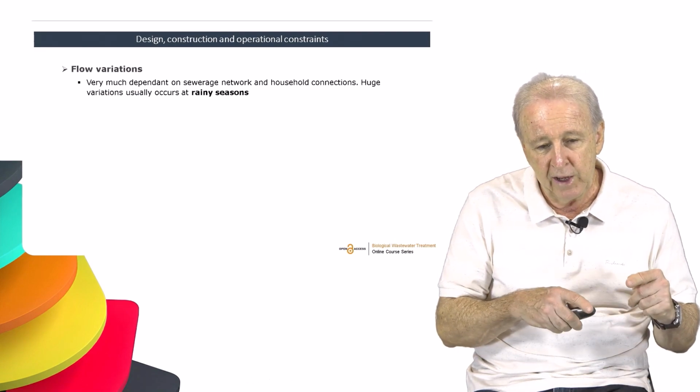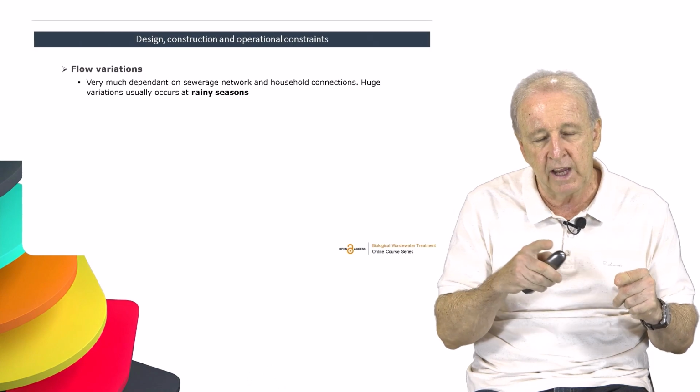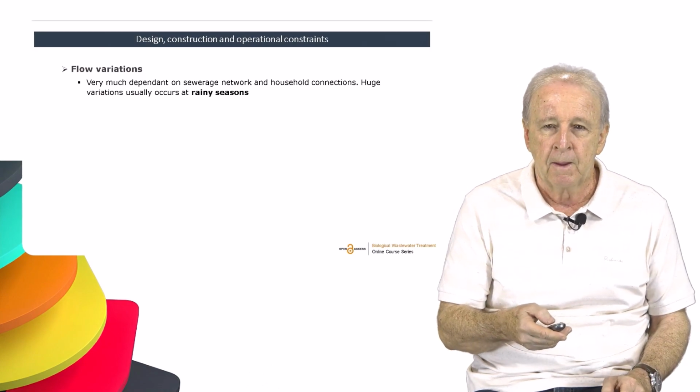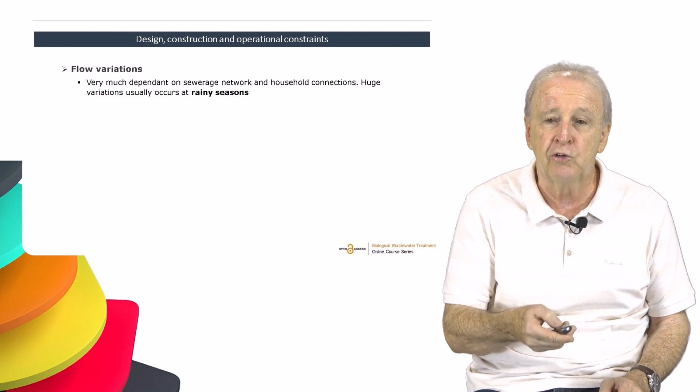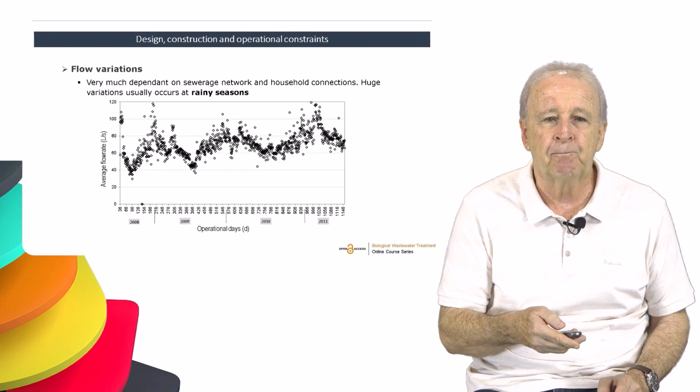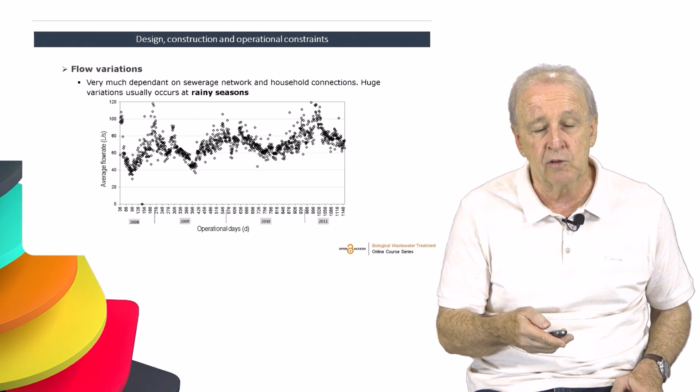Flow variations, this is common in every sewage treatment plant dealing with domestic or sanitary wastewater, sewage, because we have variations along the day, we have variations along the year, but we have also huge variations, especially in the rainy seasons.